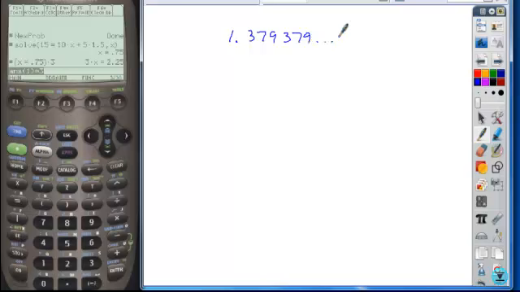All right, so 1.379 repeating, and you want to find the rational form of this. Okay? Step one is just set x equal to that number. You're creating an equation here.